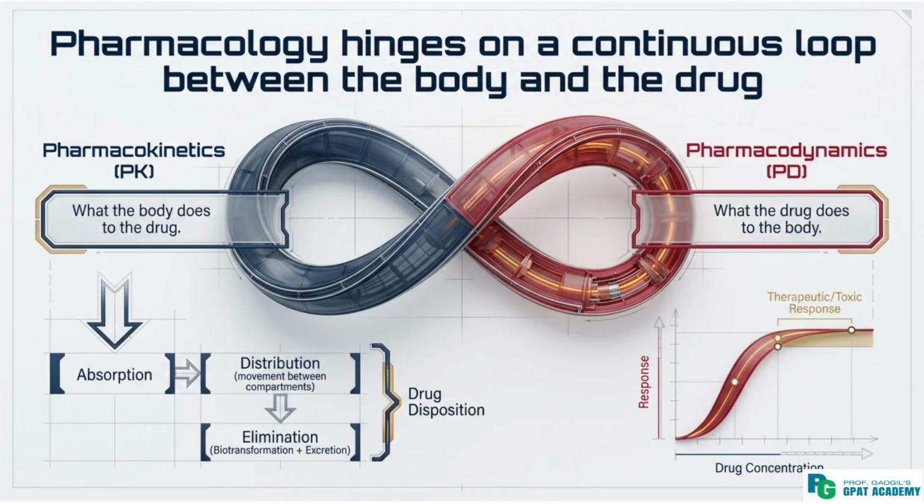Pharmacodynamics is the study of what the drug does to the body. Pharmacodynamics relates response to concentration of the drug in the body. Phases of drug administration are pharmaceutical phase, which includes the designing of the dosage form. Next is the pharmacokinetic phase. Third is the pharmacodynamic phase. And fourth is the therapeutic phase.